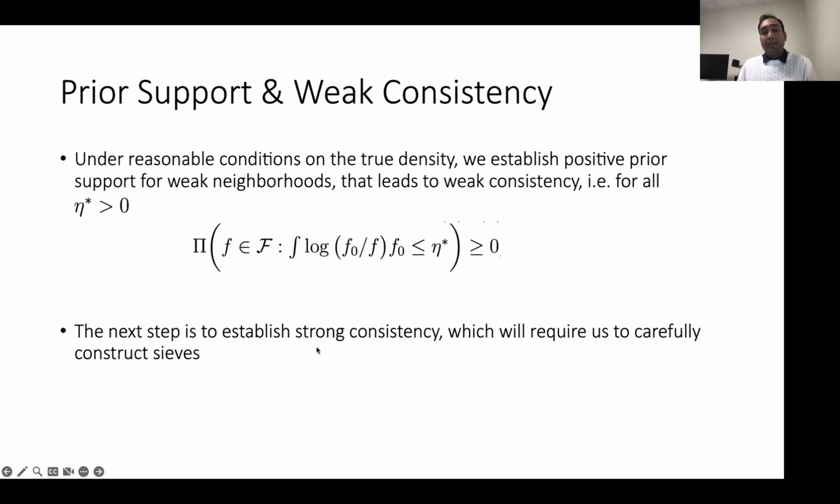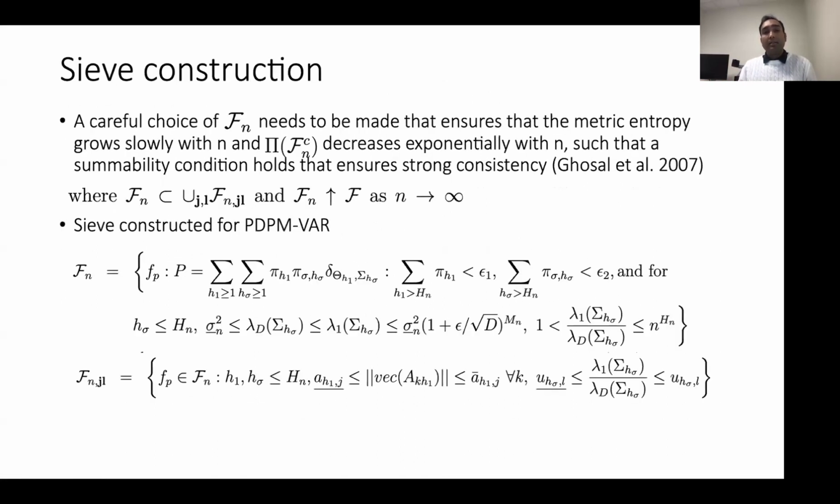The next step is to establish strong consistency, and the way we do that is again by using sieves, right? If Fn is the sieve, we show that this kind of construction of the sieves, this is how you would construct the sieves, right? If you look at this hard enough, you might be reminded of some related literature for multivariate density estimation, but again, there are important differences for these kinds of sieve constructions. Essentially, you want to control the maximum and minimum eigenvalues of the covariance matrix. You want to control the condition number, which is the ratio of the maximum and minimum eigenvalues. You also want to control the norm of the autocovariance matrices, and so on, right? All of these considerations need to come into the picture.